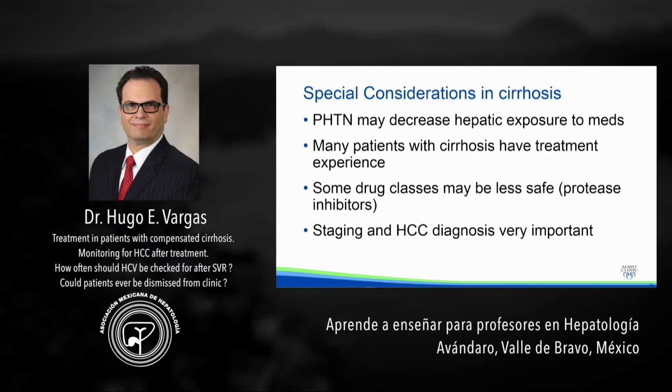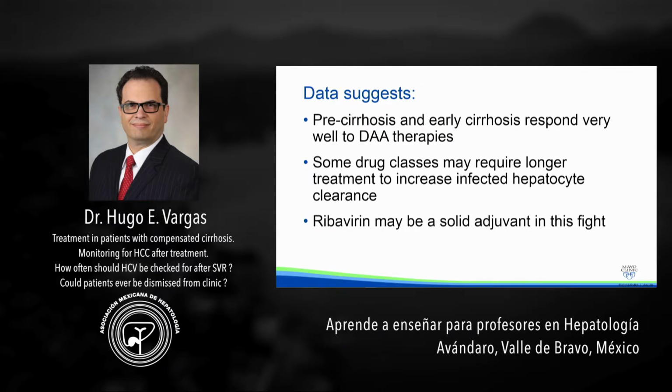Staging and HCC diagnosis is extremely important. So you need to know before you start therapy whether you have cirrhosis or whether you're intermediate or whether the patient has an HCC, because the decisions as to how you treat and when really are impacted by that. Data suggests that patients with pre-cirrhosis and early cirrhosis respond very well to DAA therapies. I don't give you the citations. There's multiple papers. So cirrhosis doesn't make the treatment any worse.